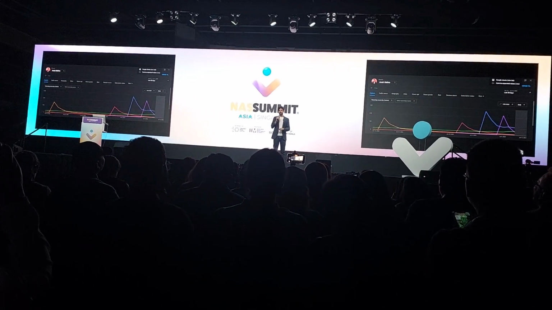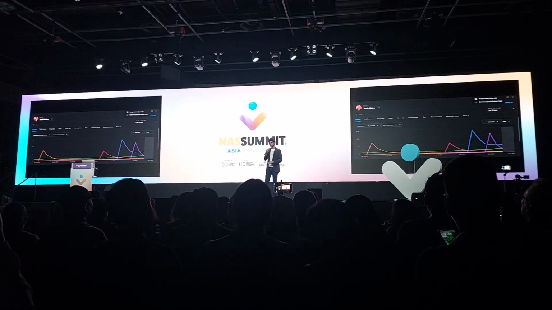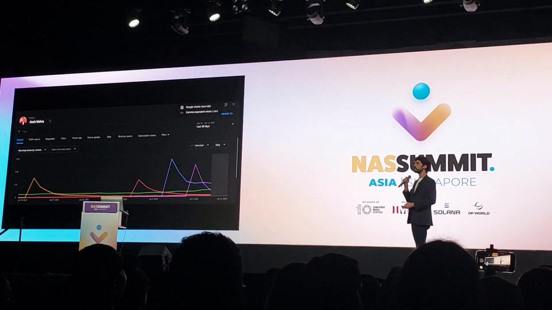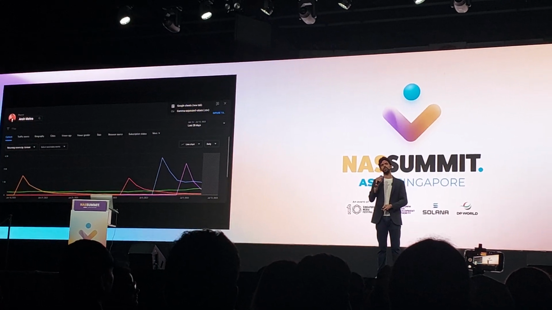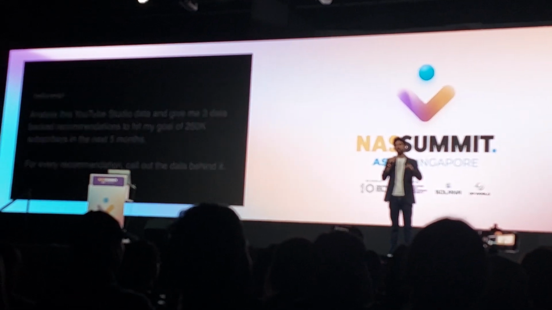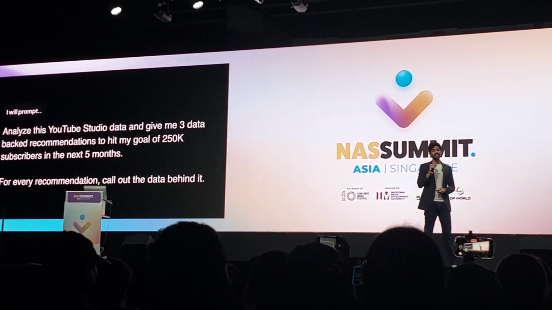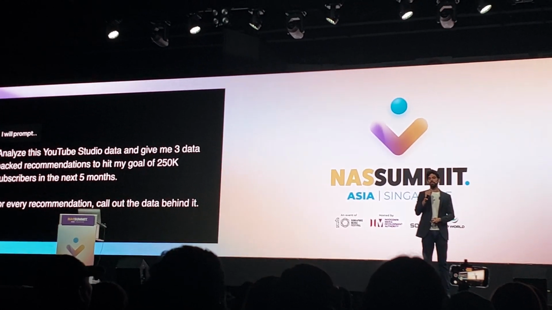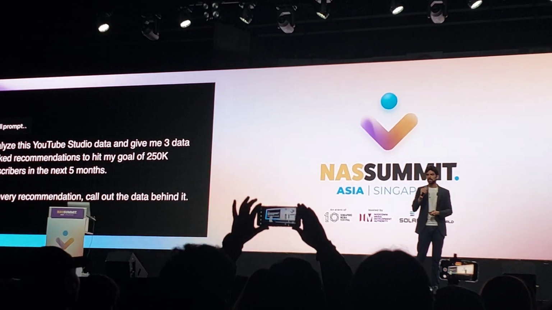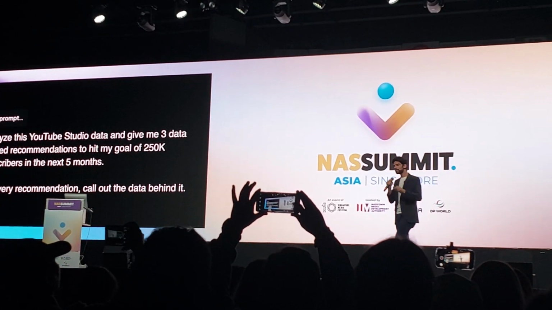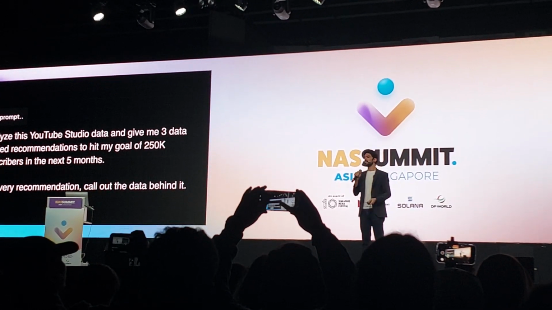You go to your YouTube Studio, and you can do this for any content platform that you want. They always give you data about your views and metrics. I downloaded a simple CSV and I wrote this exact prompt. Analyze this YouTube Studio data and give me 3 data-backed recommendations to hit my goal of 250k subscribers in the next 5 months. For every recommendation, call out the data behind it.